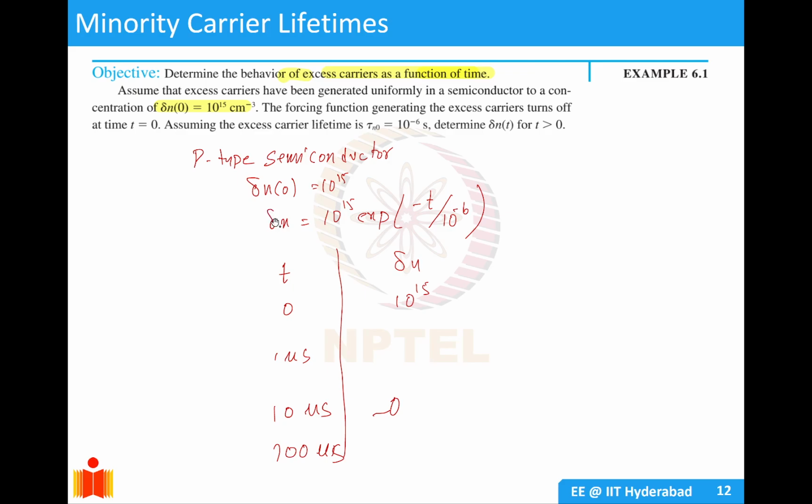So it will just be delta n equals 10 to the power 15 times exponential of minus t divided by 10 to the power minus 6. Generally, the excess minority carrier lifetimes will be given in the microsecond range.